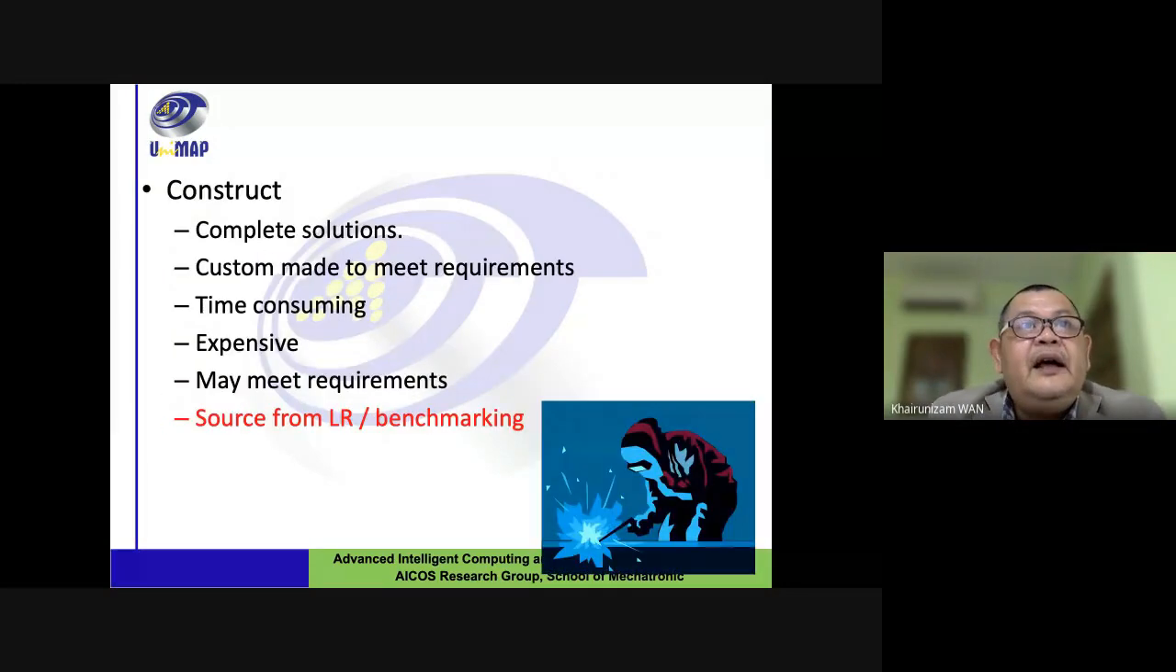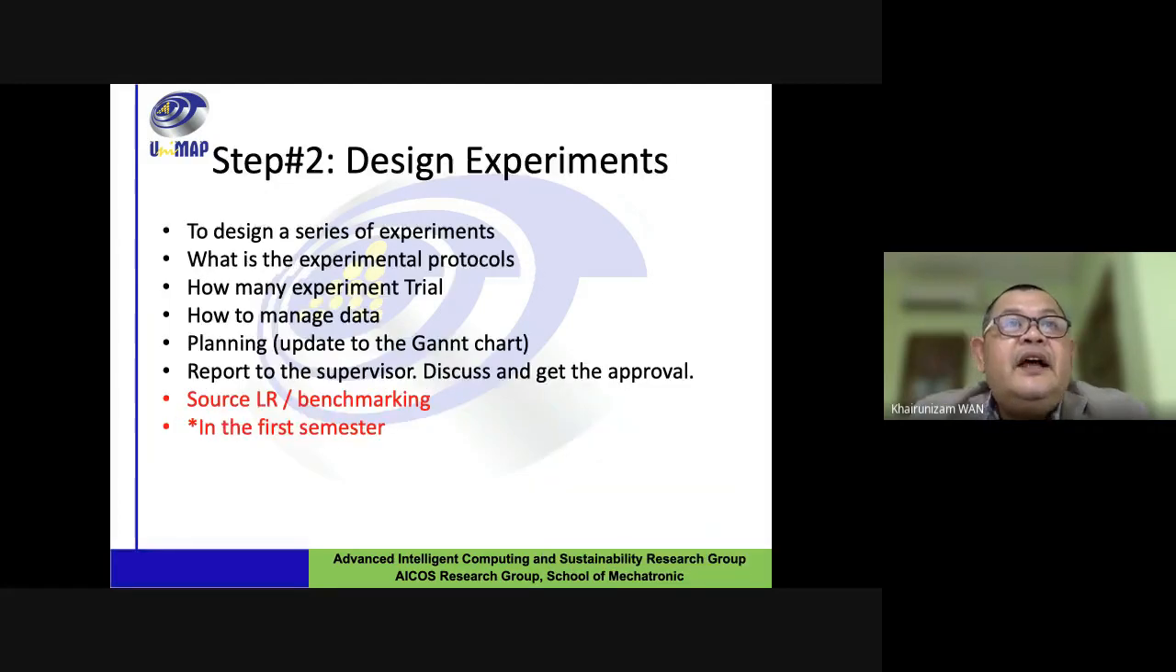Then three methods. First is acquire, second is construct, or a combination of both acquire and construct. A combination is also suitable for the higher level of study, like master's or PhD or doctoral. Okay, step 2. Step 1 is solutions.